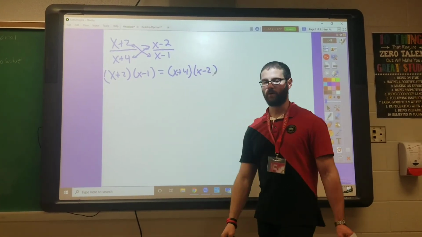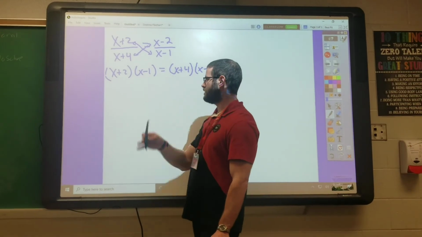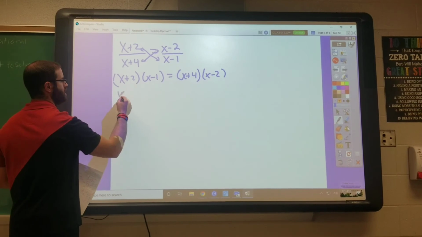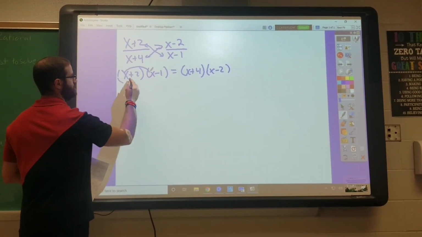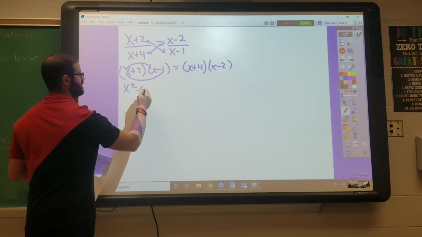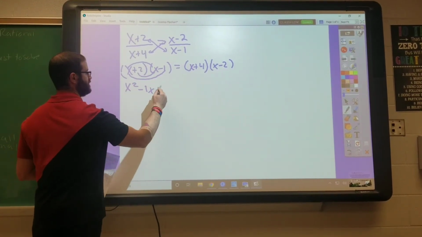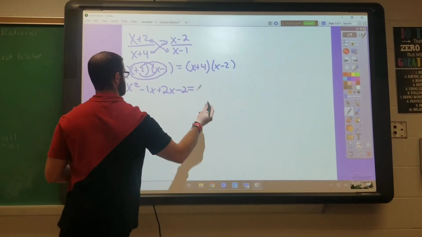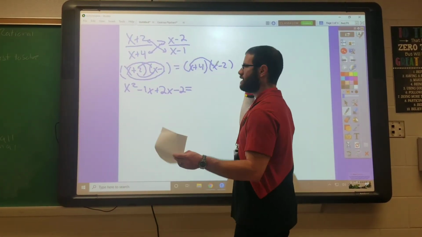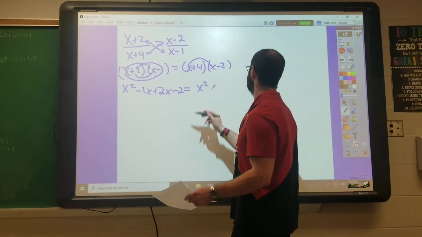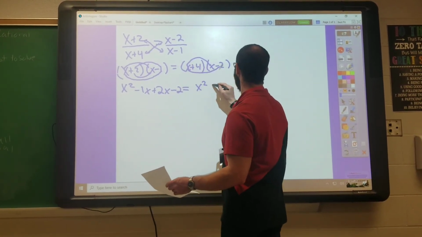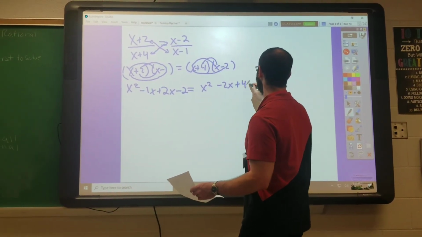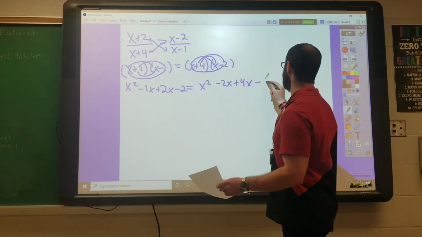So I need to FOIL both sides, right? I have two binomials, I have to FOIL them together. So over here, I get x times x is x squared. Outside terms, minus 1x. Inside terms, plus 2x. Last terms, 2 times negative 1 is negative 2. FOIL the other side. X times x, x squared. Outside terms, minus 2x. Inside terms, plus 4x. Last terms, minus 8.